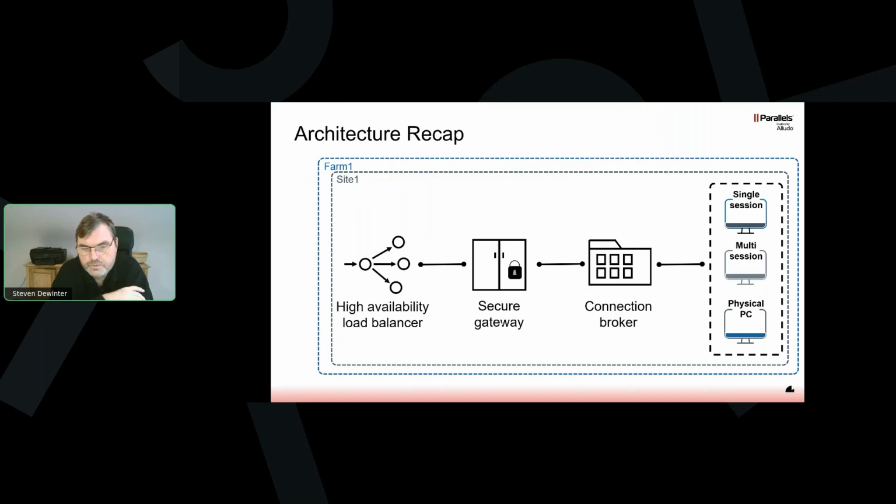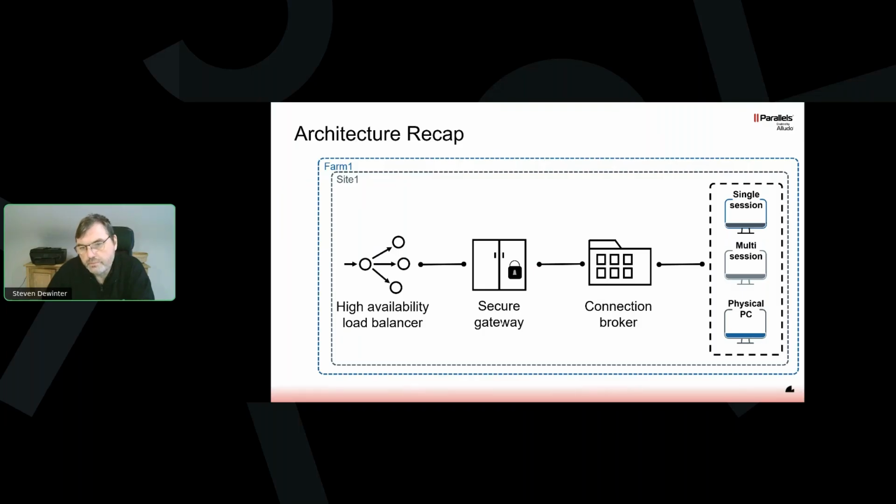From there, your users will then be load balanced to one of your secure gateways. On the secure gateways, you connect them to the connection broker. The connection broker will do the identification, will list the applications and desktops which are available, and then the sessions can start. So this is the main concept and the main architecture components.